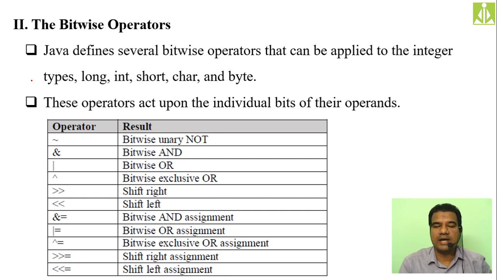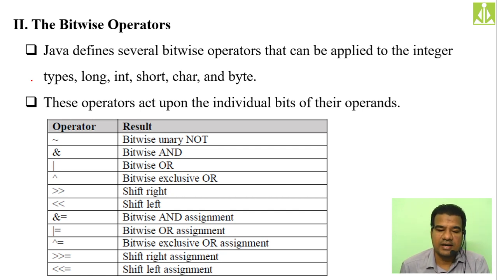Then we have the bitwise operators. All the bitwise operators we apply at the bit level of the operand. Unlike the arithmetic operators, which get applied directly on whatever value you are giving, bitwise operators will be applied in a different way. First, they will convert the given value into bits, into binary form, and then they will be applied. You have to remember this one.